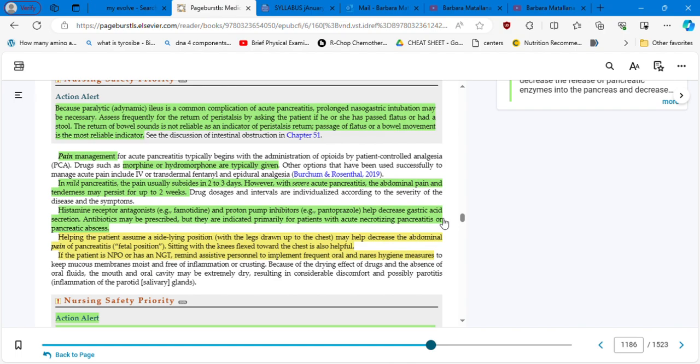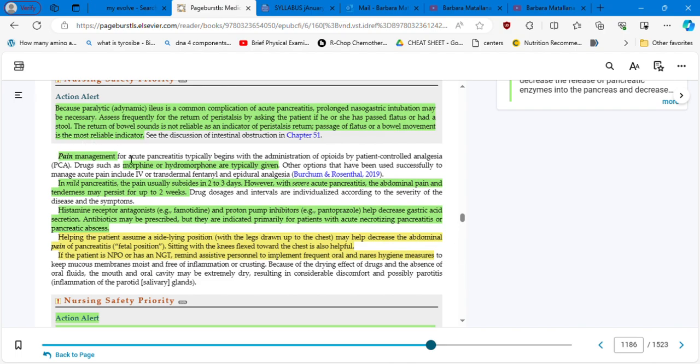I'm sorry, I need to correct this, but sometimes we believe that the bowel sounds are the most reliable indicator that the system is working properly, but it's not. It's the bowel movement and the flatus, okay?